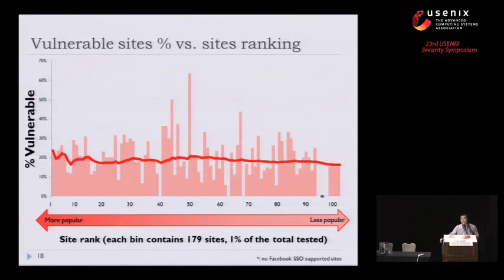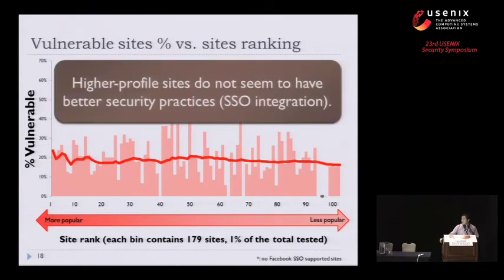However, when you look at the vulnerability status graph, you can see that the average line is actually kind of flat. This is kind of surprising because we initially thought that the higher profile websites should have better security practice and should be more careful about integrating single sign-on. But the fact is this is not true. This shows that the higher profile websites do not seem to have better security practice, at least in terms of single sign-on integration.